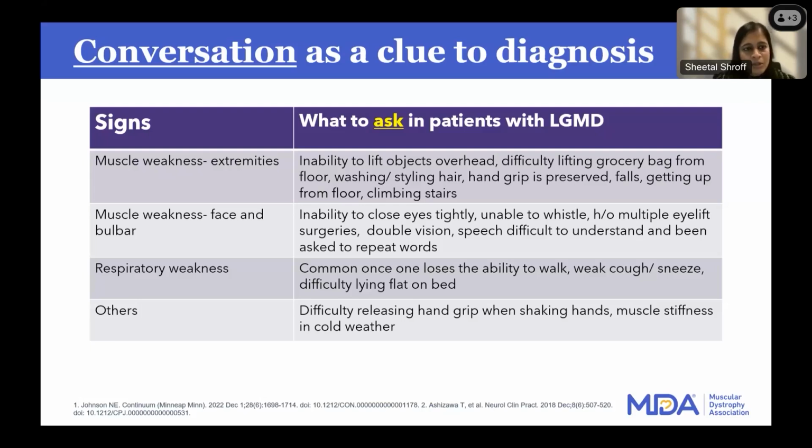So these are some things patients might not say, but we might have to ask them to get that answer from them. Again, like I mentioned, releasing the hand grip when shaking hands, and muscle stiffness in the cold weather are signs of myotonia, which we can get in the history. Next slide, please.